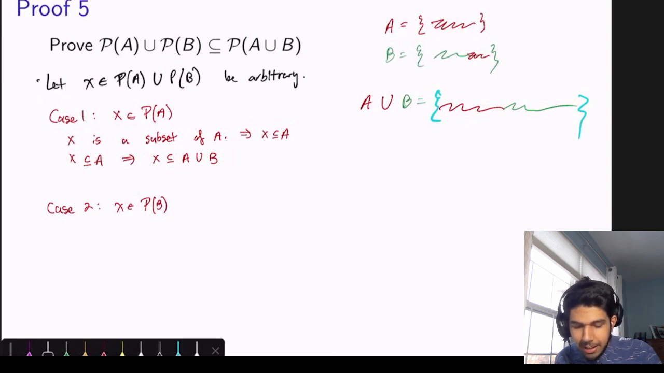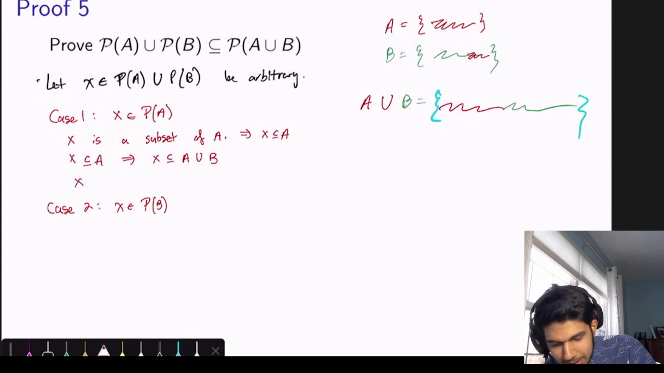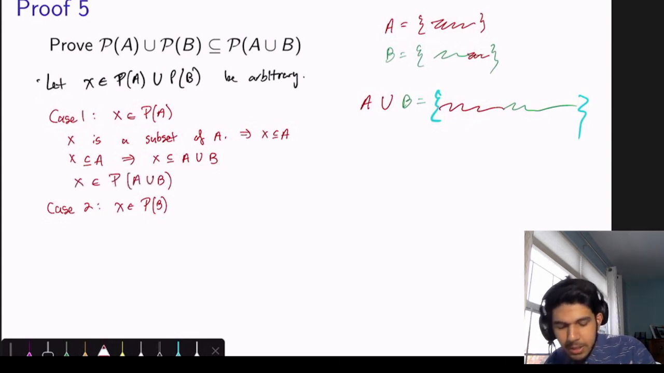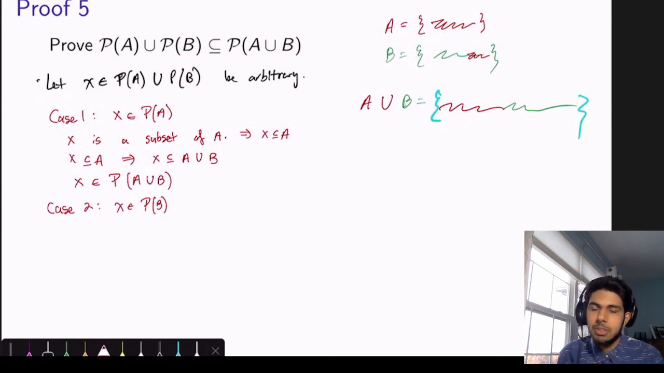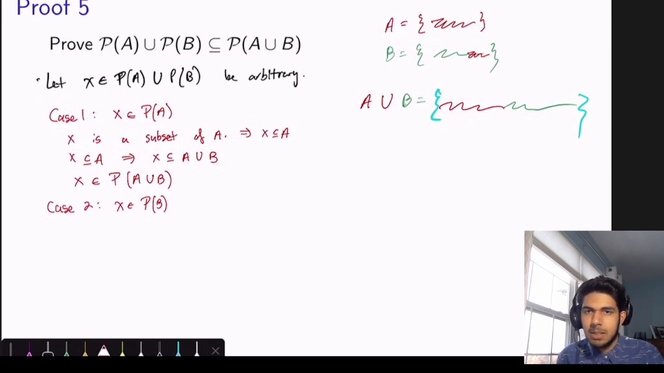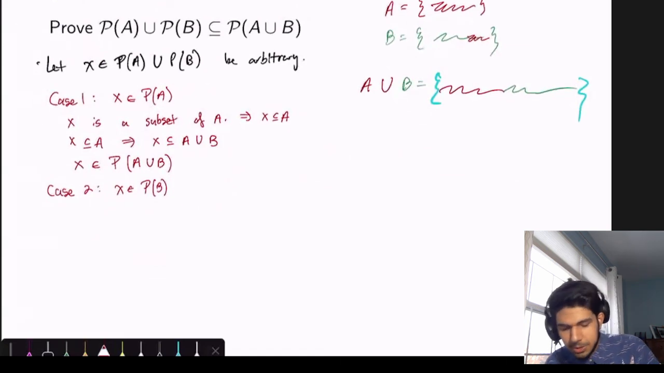Therefore, if X is a subset of A union B, then X must be an element of the power set of A union B, because the power set of A union B is the set of all subsets, and X is a subset of A union B, so it has to be contained within there. Case 2 follows pretty similarly.